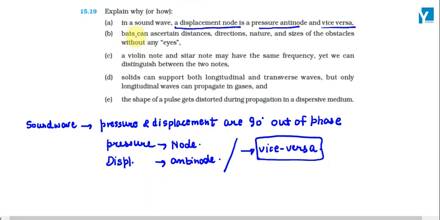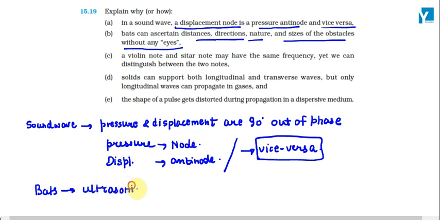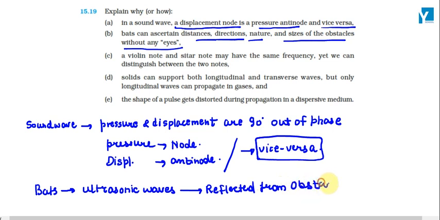Question B is, bats can ascertain distances, directions, nature and the size of obstacles without any eyes. Because bats produce and emit ultrasonic waves, these waves get reflected from the obstacle and produce echoes.